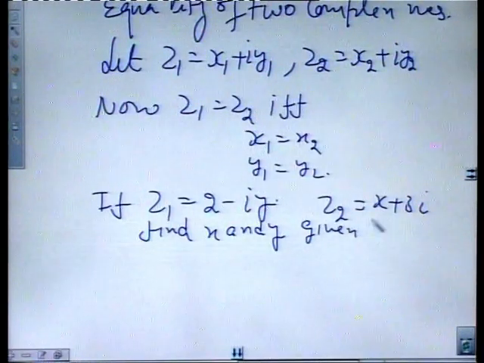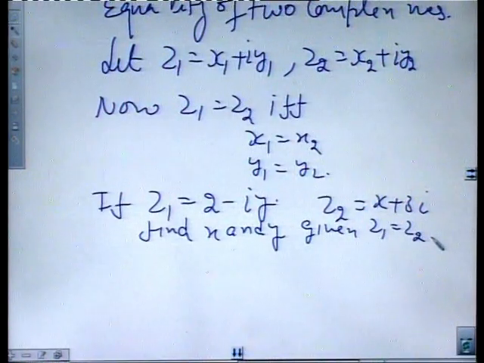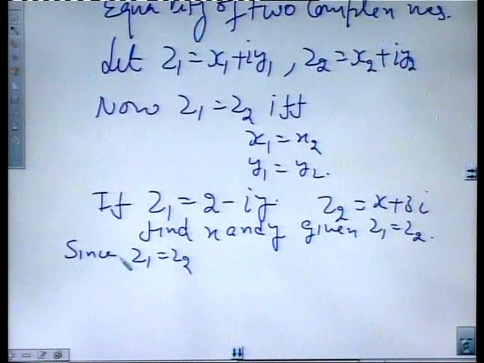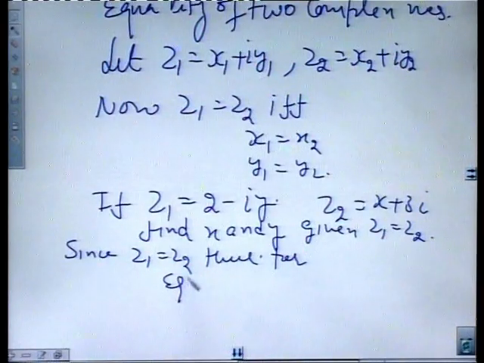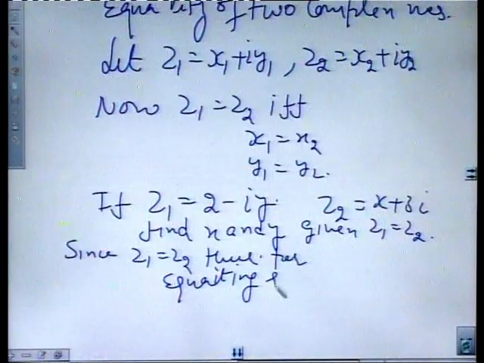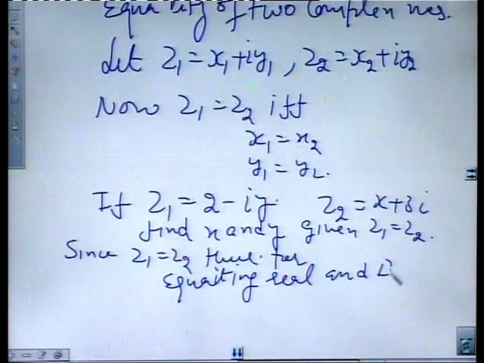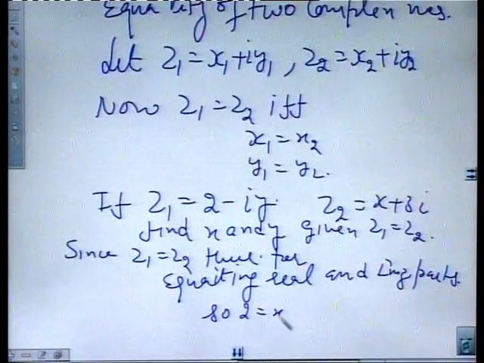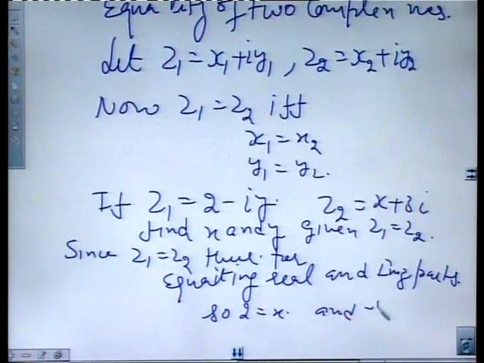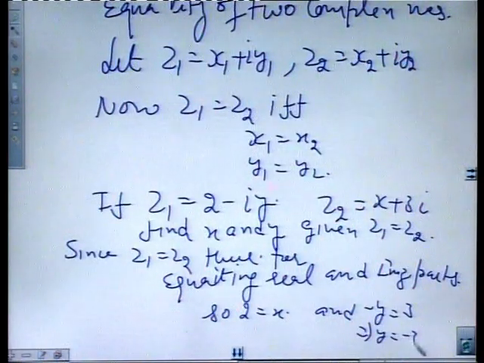Given is Z1 is equal to Z2, means these two complex numbers are equal. Now since Z1 is equal to Z2, therefore for equating the real and imaginary parts of both the complex numbers: as both complex numbers are equal, their corresponding real parts are equal. So 2 is equal to x and minus y is equal to 3. This implies y is equal to minus 3.